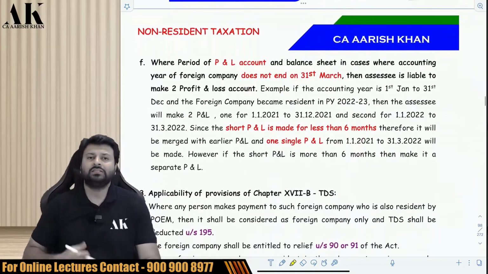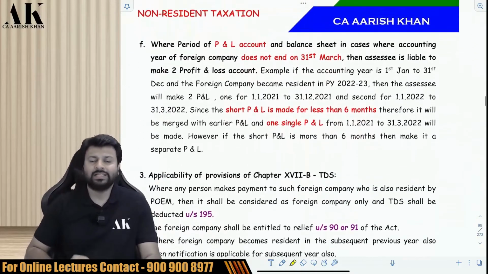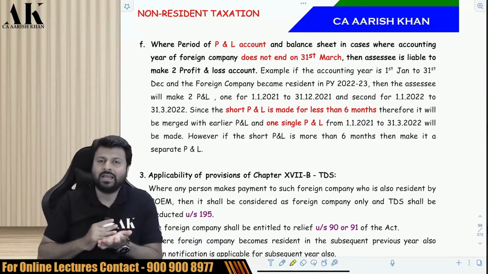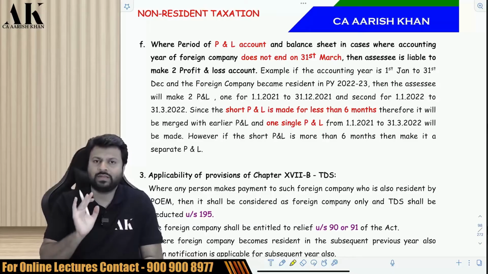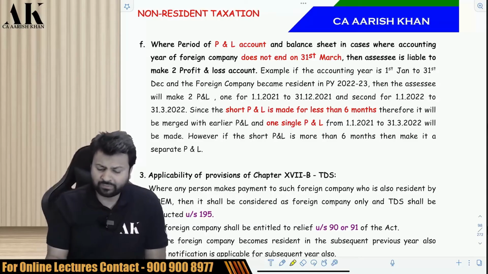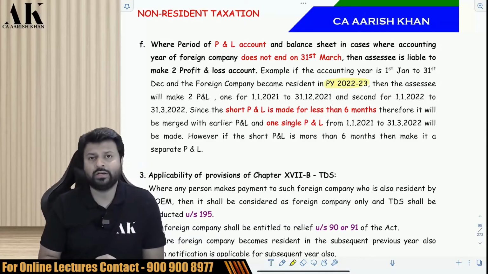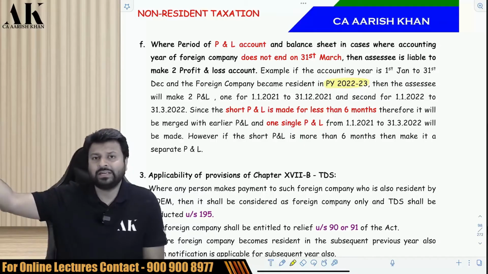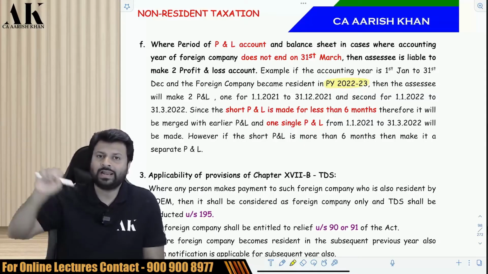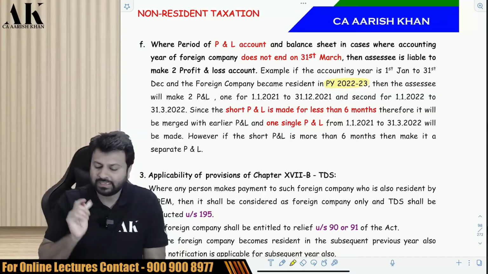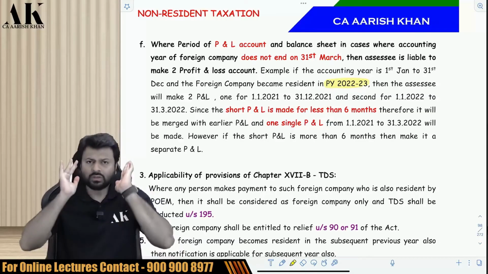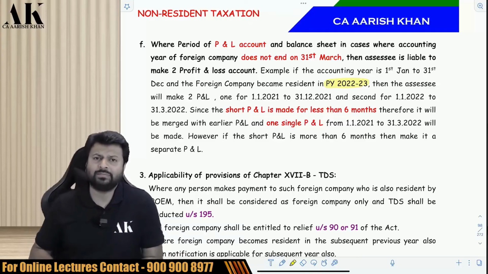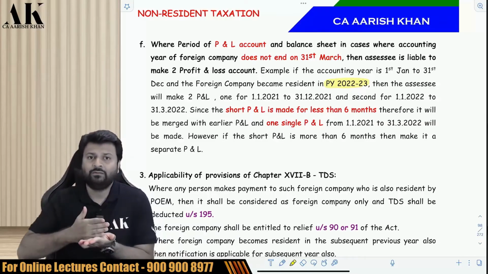Okay. Now there is one big problem which can come over here, that is the financial year as per India and the financial year as per the foreign country. If it is not the same, then what to do? Suppose a foreign company became resident in India in 22-23 and the country in which it resides follows the calendar year, that is from January to December. Then in that case, what will I do? In that case, the government says that be very careful. What is the year in which the foreign company became resident? It became resident in what?